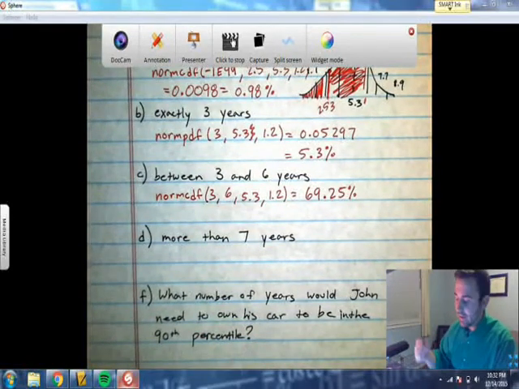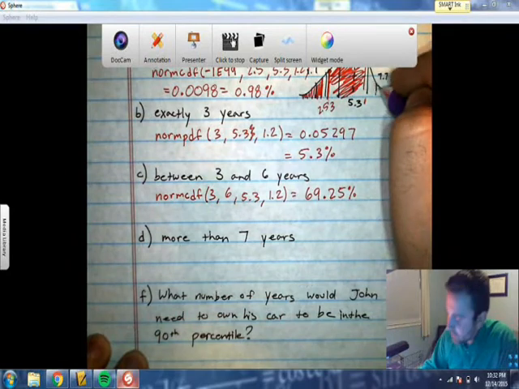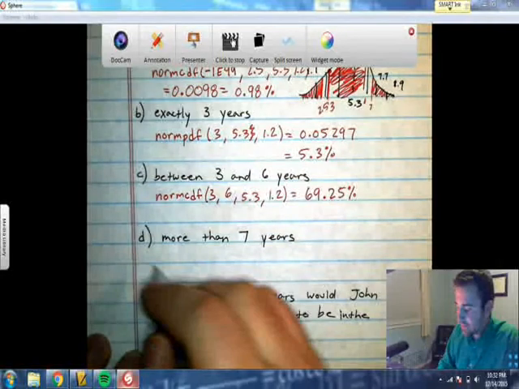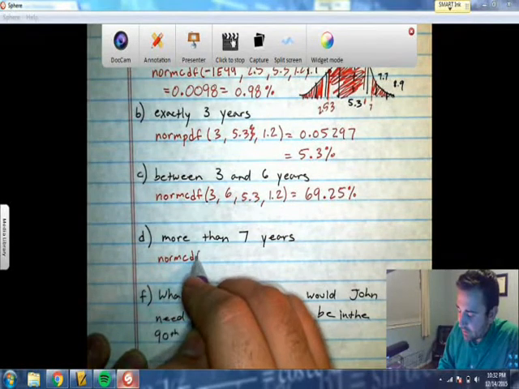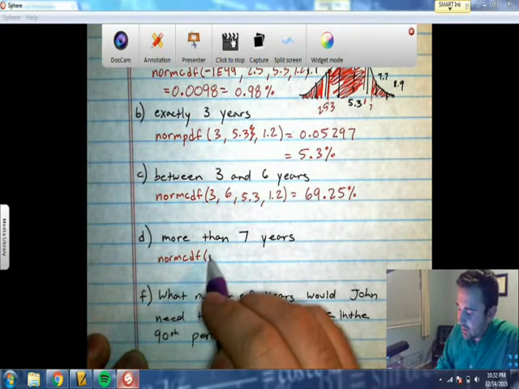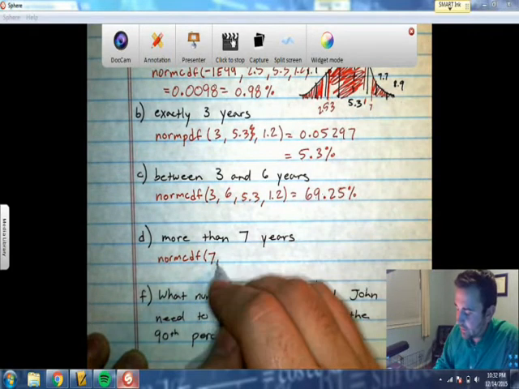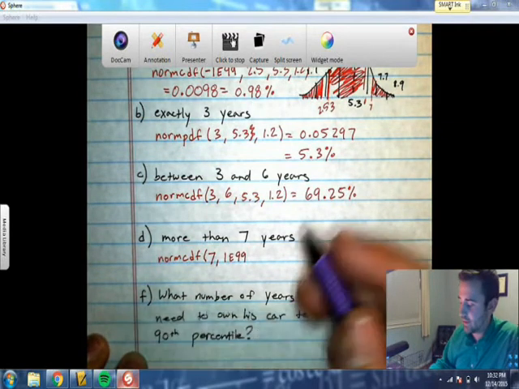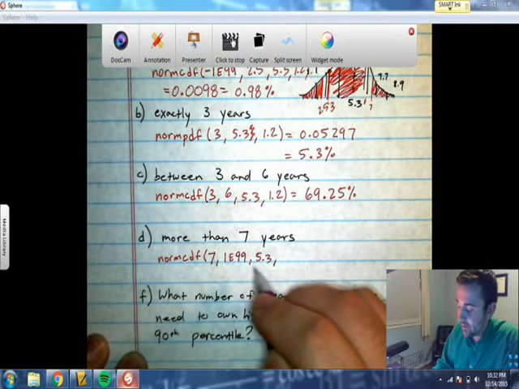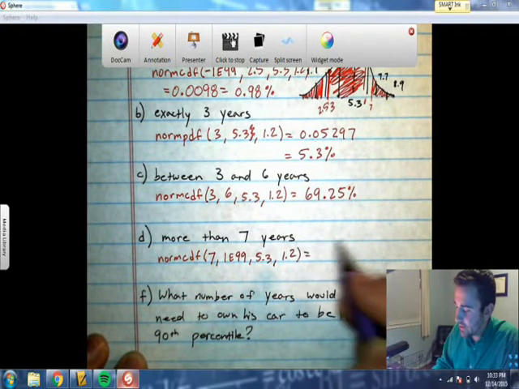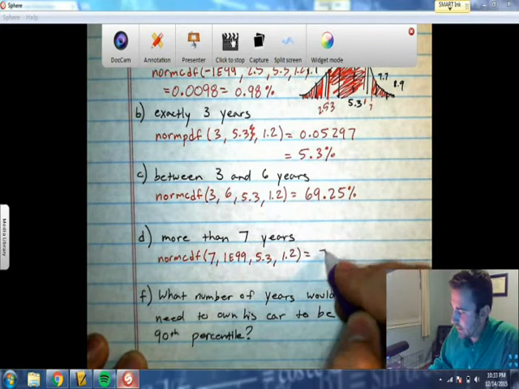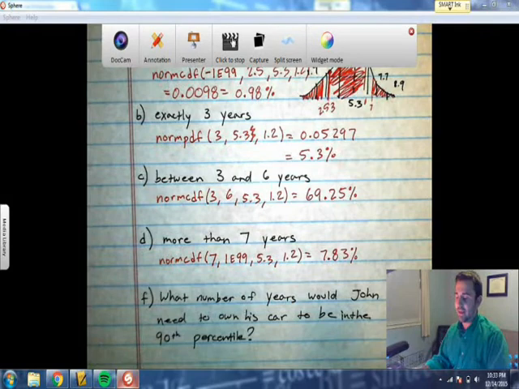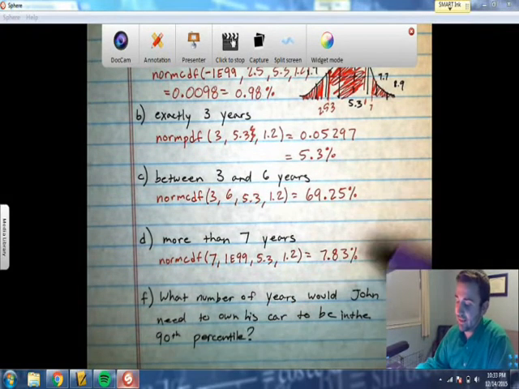Now, more than 7 years. All right, well, this is saying 7 years and more, so I'm approaching positive infinity. So once again, cumulative distribution function. My lower bound in this case was 7, with an upper bound of positive infinity. You guessed it, it's the positive version of what we represented as negative infinity. The same mean and standard deviation. And when I do this, I get approximately 7.83%, which once again makes sense in terms of the context here.